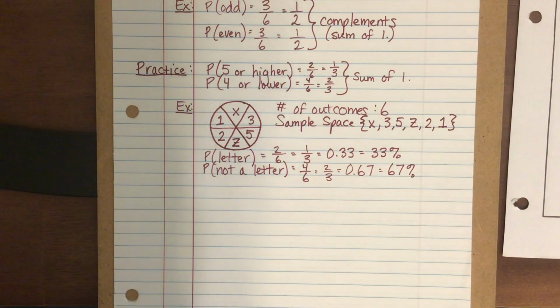Okay. And if you add these up, the percentages, you get 100%, which works the same as getting a sum of 1. When you get a sum of 100%, when you're looking at percents, that is also considered a complementary event.